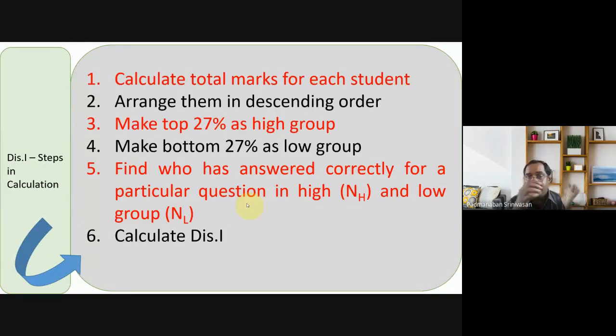I'll repeat once again. If you are giving the test to 10 students, calculate the total mark for the 10 students. Step 2, arrange them in descending order. Step 3, segregation: the top 27% is named the high group, and the bottom 27% is named the low group. Then go for the calculation using the previous formula, NH minus NL divided by NT. With that, we can calculate the discrimination index.